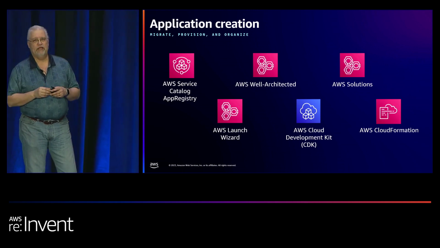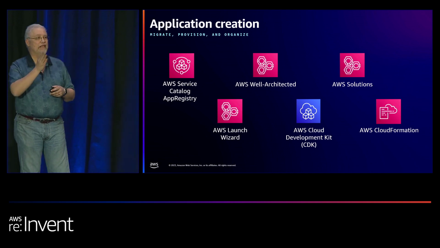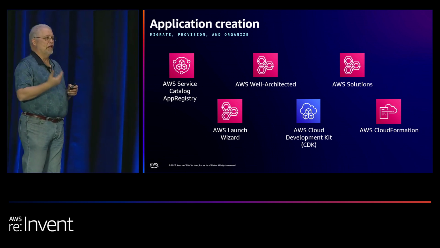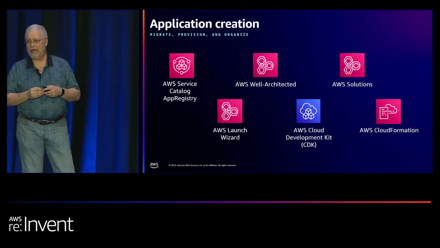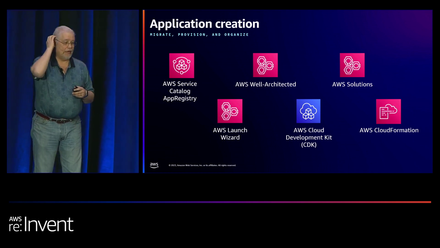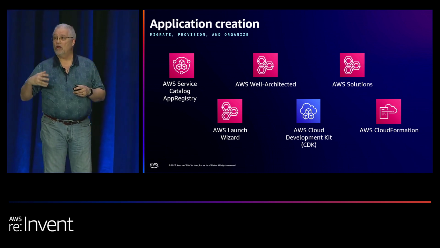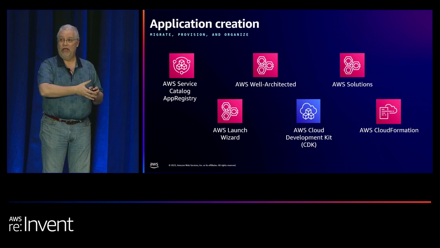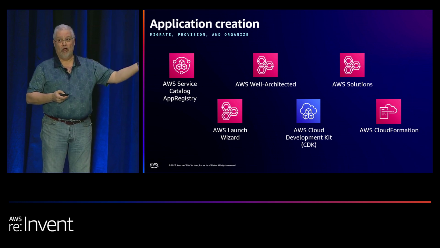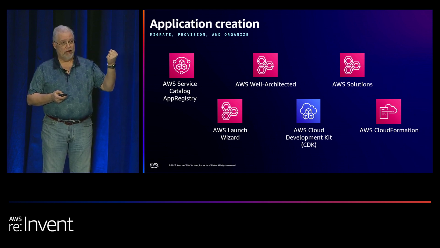So everything you see up here will automatically create an application in App Registry. You don't have to take that extra step. So if you use Well-Architected or any of the AWS solutions that you can download from the AWS solutions website, the Launch Wizard, the CDK, as well as CloudFormation, all can be used to automatically create an application that exists in App Registry that now will appear in any of the application operations enabled services to be able to select, right? So App Registry is the hub that everything rotates around.